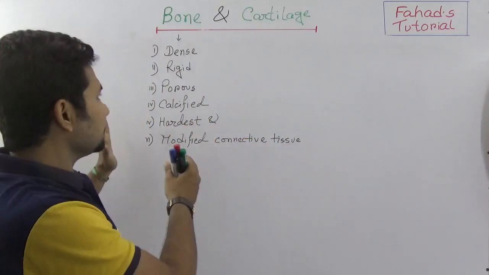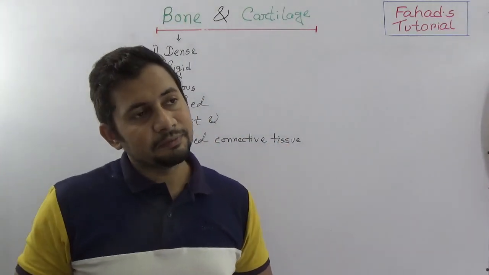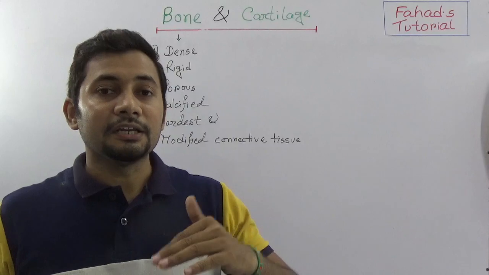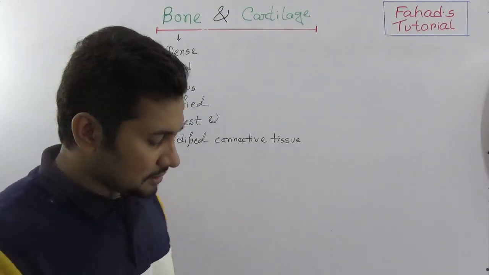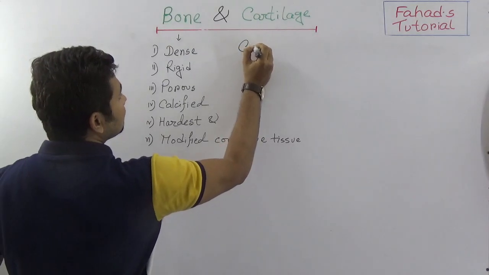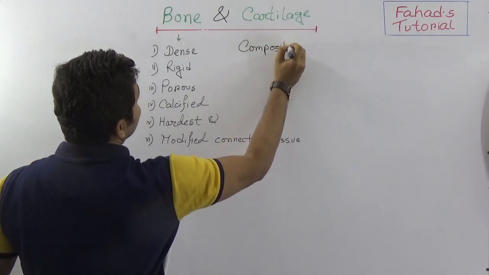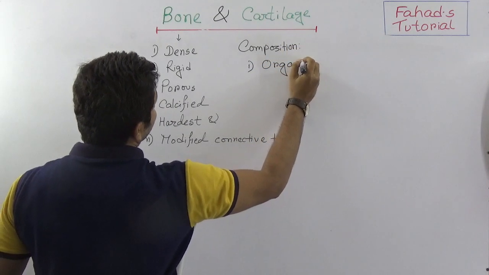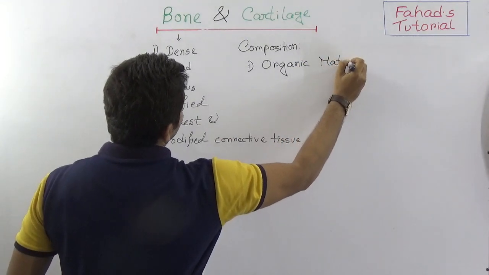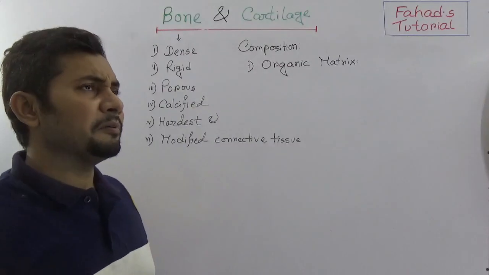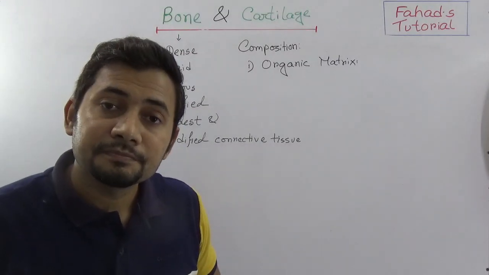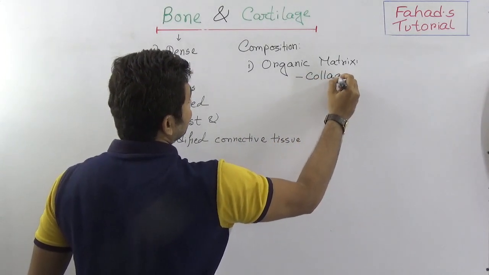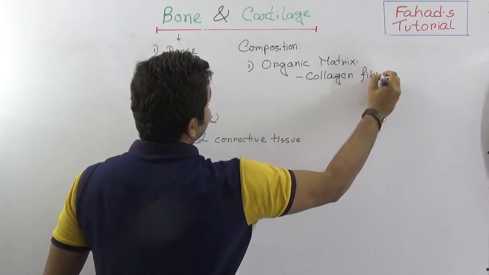Before this is the definition and the formation of bones. Simply we can say that the components are organic 40% and inorganic materials 60%. So the composition, or the things that bone is made up of: first, the organic matrix of bones is made up of collagen fiber. So the organic material is collagen fiber, and that is why it is very strong.